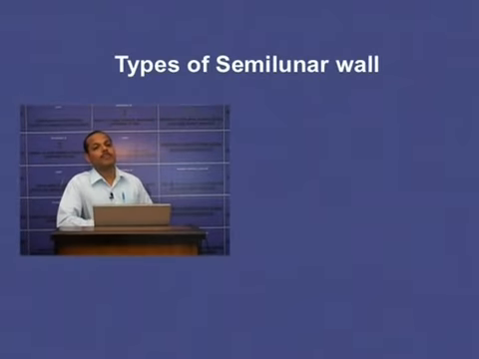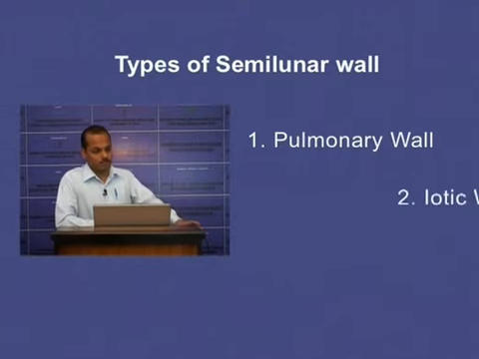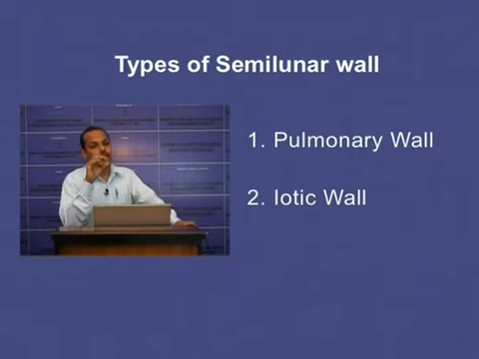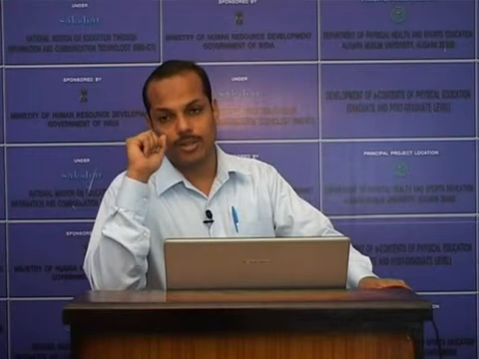Now, the first type of valve is the valves between the atria and ventricles. There were 2 valves. The second type of valves present in the heart is the semilunar valve. There are 2 types of semilunar valves. These are the pulmonary valve and aortic valve. The pulmonary valve is present between the right ventricle and the pulmonary trunk, and the aortic valve is seen between the left ventricle and the aorta.